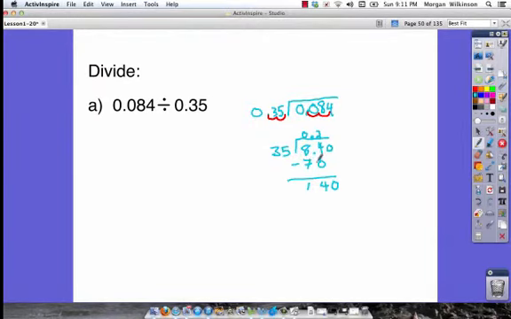Well, 35 went into 70 twice, and 140 is double 70, so the answer must be double 2, which is 4. So we've got 140. We're going to subtract. We've got no remainder. Our quotient, we've got it right there, must be 0.24 or 24 hundredths. And we're all done with our division of decimals. Remember, move the decimal out of the divisor and then move it into the dividend, always moving to the right in both numbers.